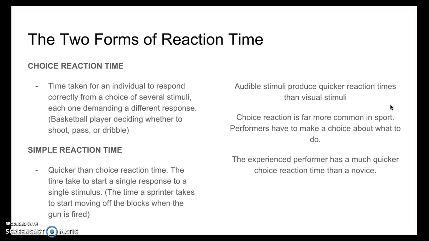And note that the audible stimuli are typically a lot quicker in reaction time than visual stimuli. Choice reactions are way more common in sports because we have to make choices in every decision we make. And we're taking a lot of information to do those things. And typically, the experienced performer has a much quicker choice reaction time than a novice, as you know, because we can recall that information from our memory bank.